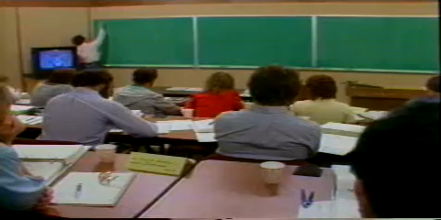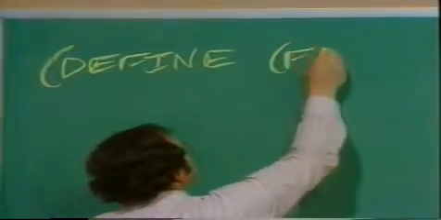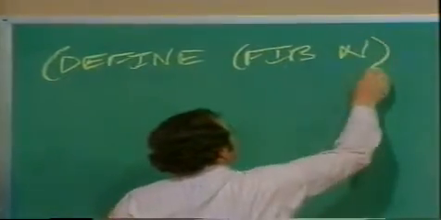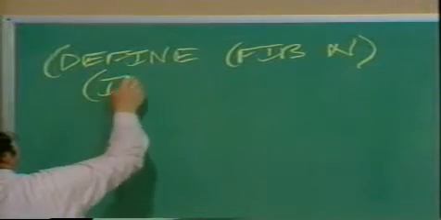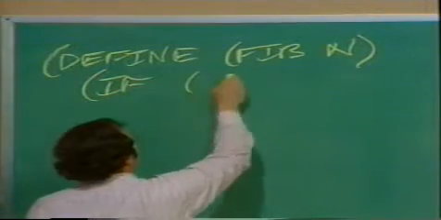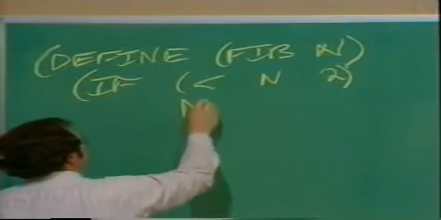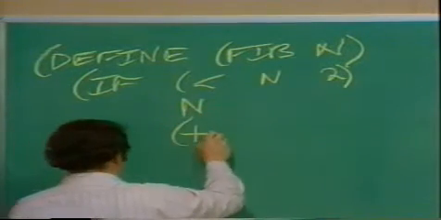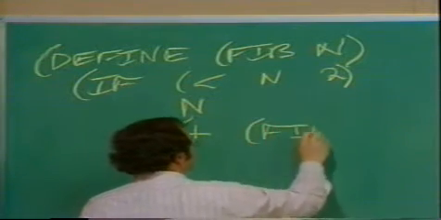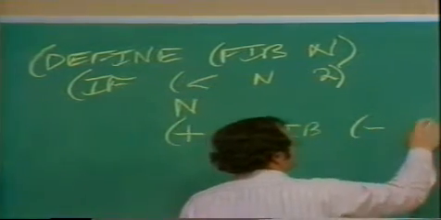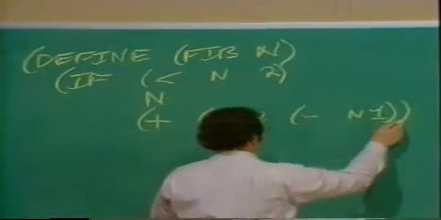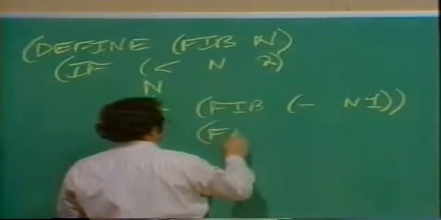So let's see. I'm just going to write down, first of all, the program I'm going to translate. I need the Fibonacci procedure. It's very simple, which says if n is less than 2, the result of n, otherwise it's the sum of fib of n minus 1 and fib of n minus 2.